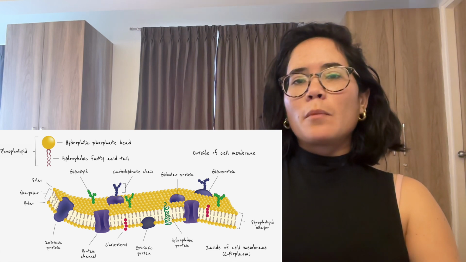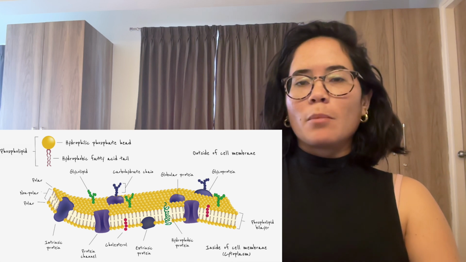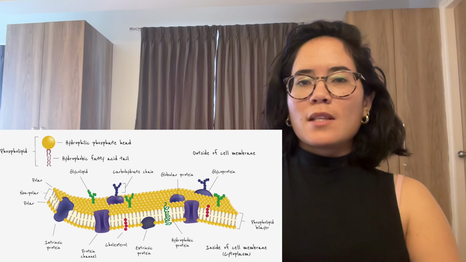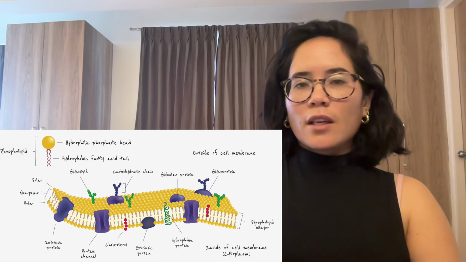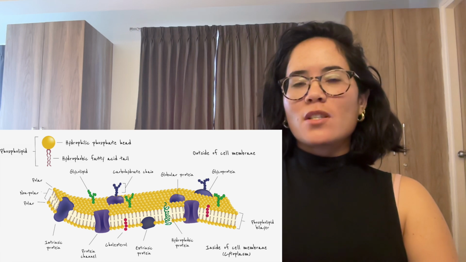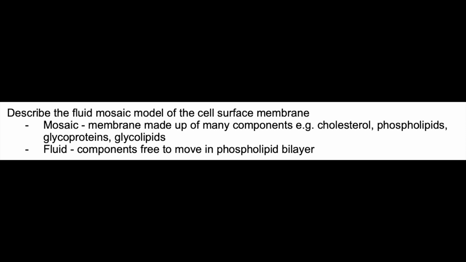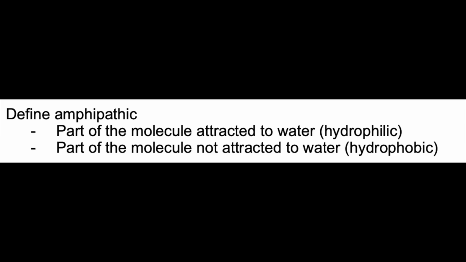Well, the fact that the word mosaic is present means that the cell membrane consists of many different components, such as phospholipids, carrier proteins, glycoproteins, cholesterol. And the fluid aspect means that these components are free to move within the phospholipid bilayer. Now, phospholipids are known as amphipathic, and that means that one end of them is attracted to water, so that's hydrophilic, the other end is repelled by water, so is hydrophobic.